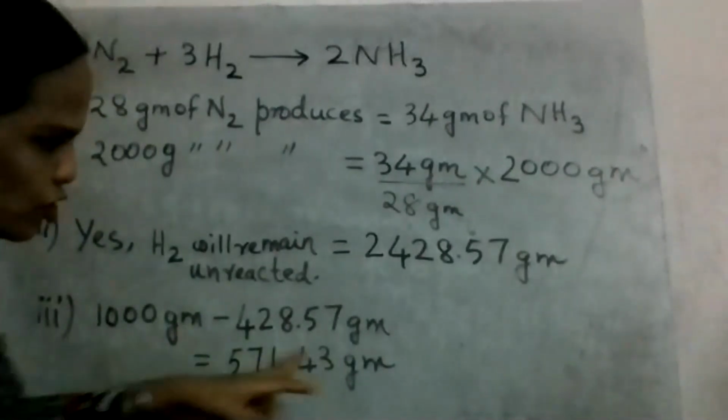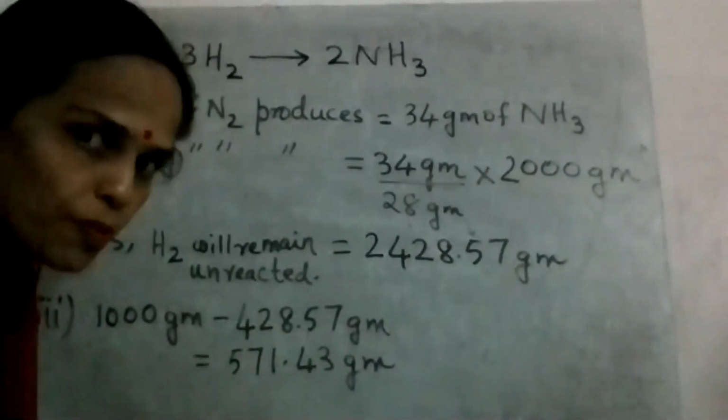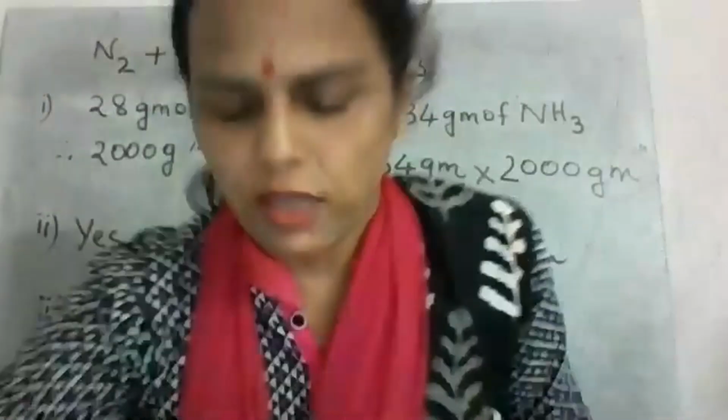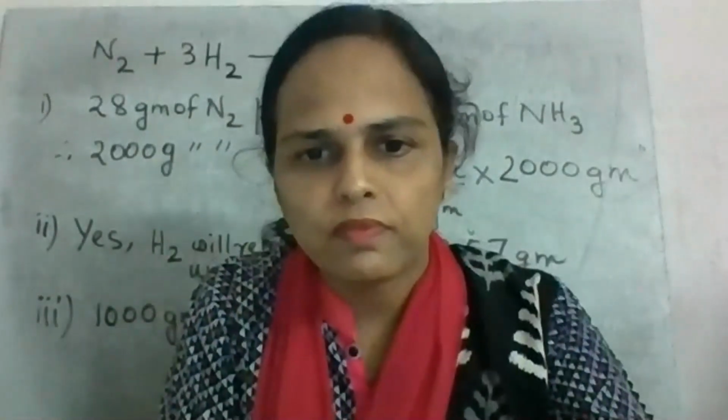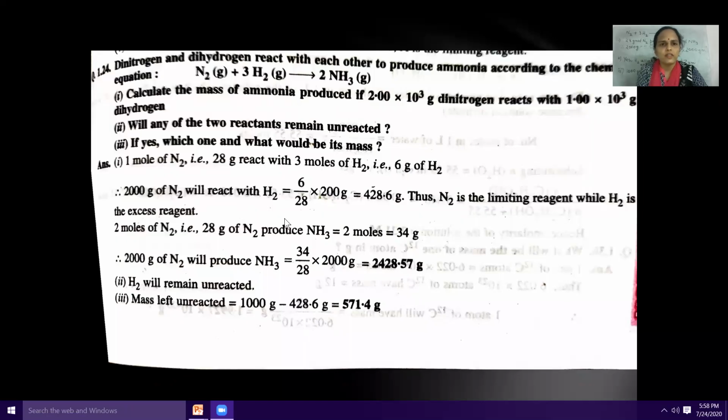So this is how you will be solving the problems related to limiting reagent. Hope you have understood this problem. I'll show you on my screen also, and I'll share the answer. So you see, this is the question given. 28 grams of nitrogen reacts with 3 moles of hydrogen. So 2000 grams will result in 428.6 grams; he has rounded off the answer here. Since hydrogen is present in excess, nitrogen is the limiting reagent.